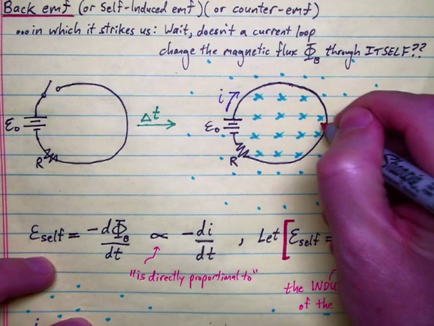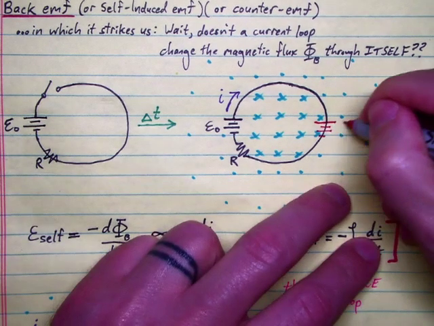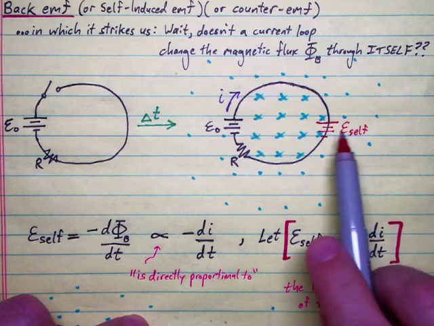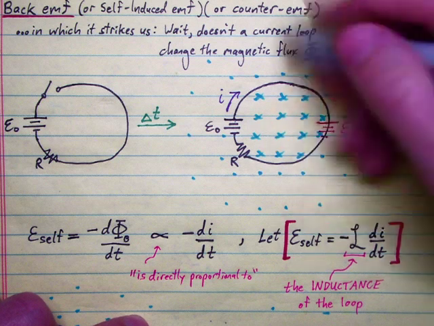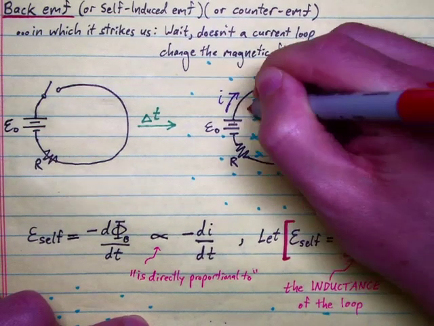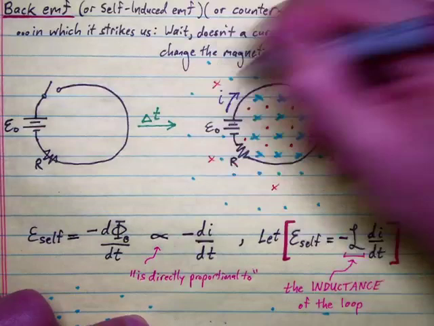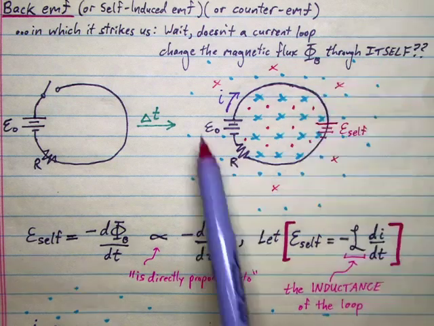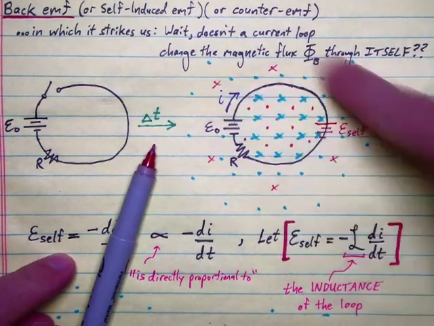So what we get is an effect as if we had some other EMF over here. This is our back EMF, the self-induced EMF, pointing that way, trying to drive a current clockwise. A clockwise current would be adding flux out of the page inside here, into the page out here, trying to oppose or cancel out that increasing inward flux from this current.